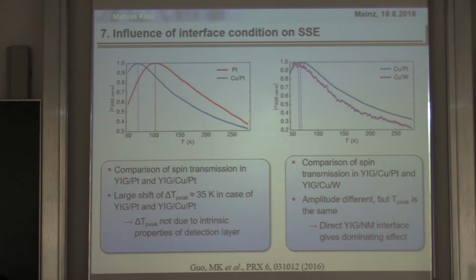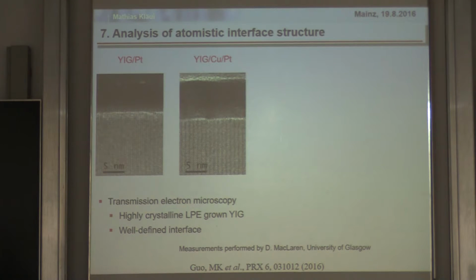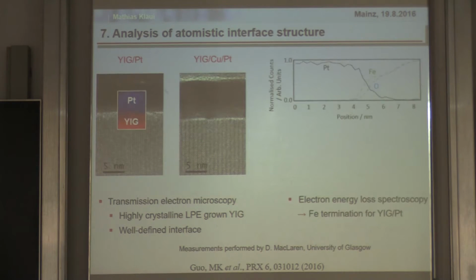And so now we went to our friends that do imaging to actually look at what is really happening at the interface. What is the difference between YIG platinum and YIG copper platinum? And so what they did is they did high-resolution TEM imaging, very nice, done in Glasgow by Donald McLaren. And you see here the YIG, and then here's platinum, and here's the YIG and some copper and platinum. And okay, you know, the YIG and the platinum is well defined. You get a smooth interface.